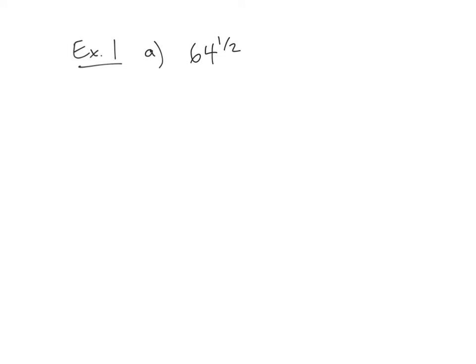All right, first one we're going to look at is 64 to the 1/2. I'm going to do this one for you. I can rewrite that as the square root of 64. Square root of 64, 8 times 8 is 64, so the square root of 64 would make 8. I'm just rewriting that fraction exponent as a problem with a square root in it because I'm more comfortable looking at it that way.